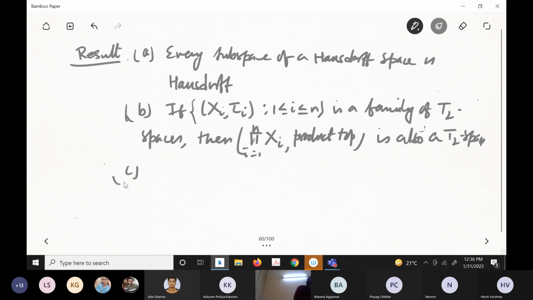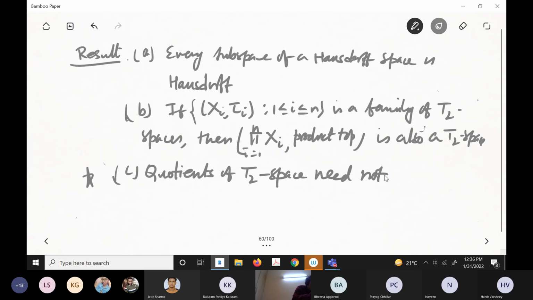Here, that is the quotient. Quotients of T2 space need not be T2. For quotient space, you need to be careful. So here is an exercise I am giving. Find the counterexample.